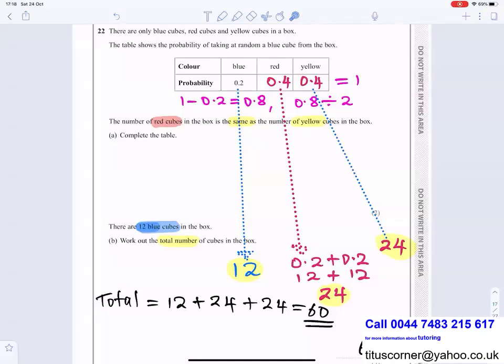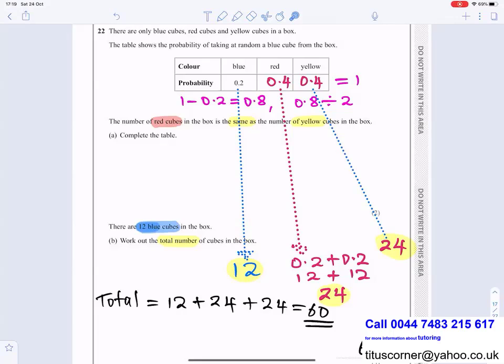Question number 22. There are only blue cubes, red cubes, and yellow cubes in a box. The table shows the probability of taking at random a blue cube from the box. If you take a blue, it's 0.2. The number of red cubes in the box is the same as the number of yellow cubes in the box.